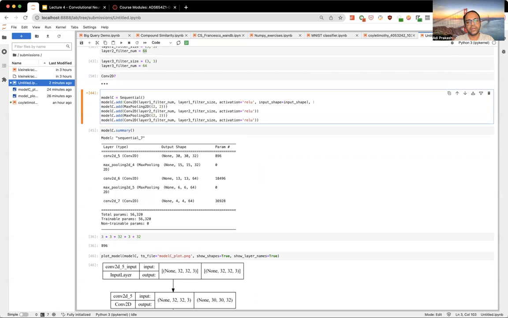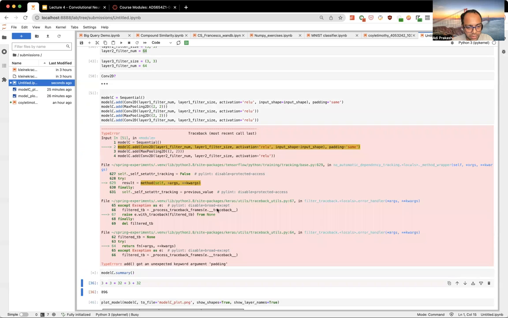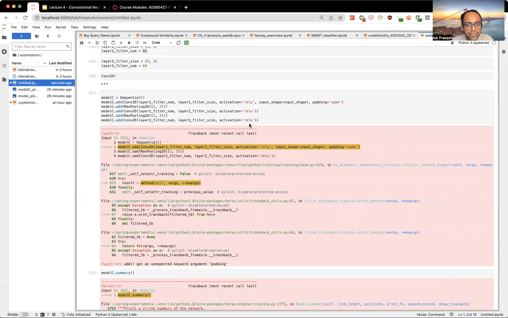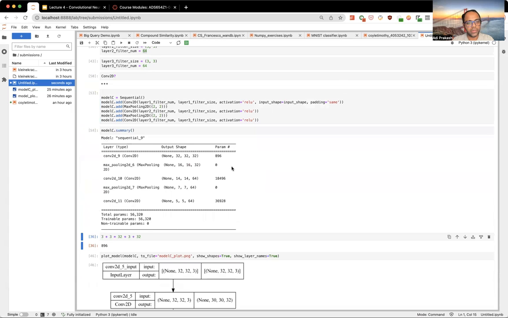So let's say I do padding as same. This padding has to go inside here. Now if I do model summary, you can see the output shape has changed. Now it is 32, because we have added the padding.